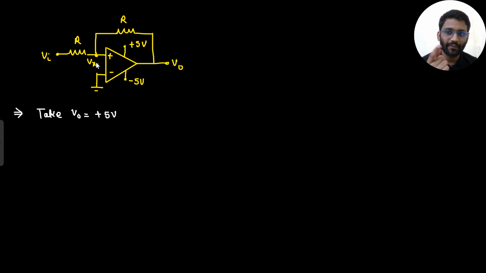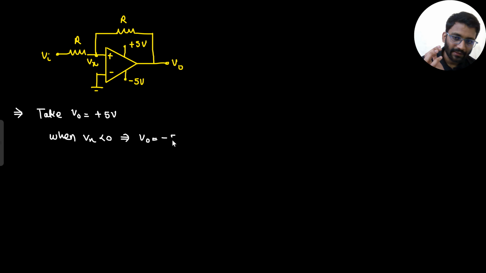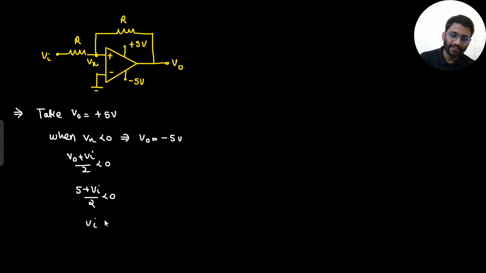So when will it be minus 5? When Vx is less than 0. When Vx is less than 0, my V naught will be minus 5 volt. So what is Vx? Vx is V naught plus V in by 2. V naught plus V in by 2 is less than 0. What is my current V naught? Current V naught is plus 5 only. So plus 5 plus V in by 2 is less than 0. So when V in is less than minus 5, my V naught will be minus 5.